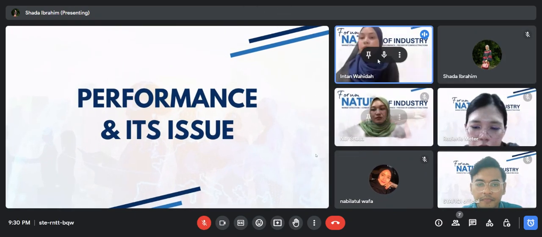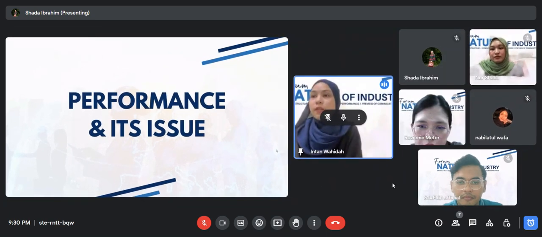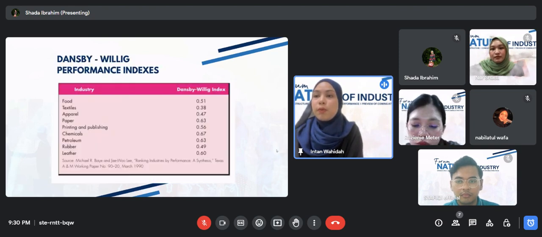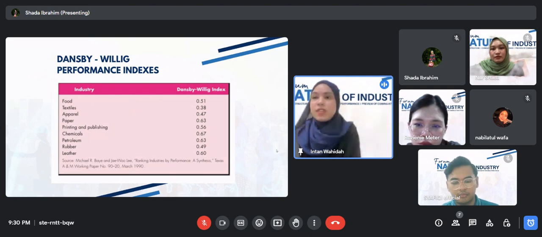Performance refers to the profit and social welfare that result in a given industry. Referring to the Dansby-Willett Performance Index, it measures by how much social welfare would improve if firms in an industry expanded output in a socially efficient manner.